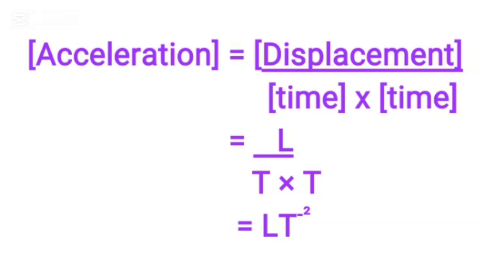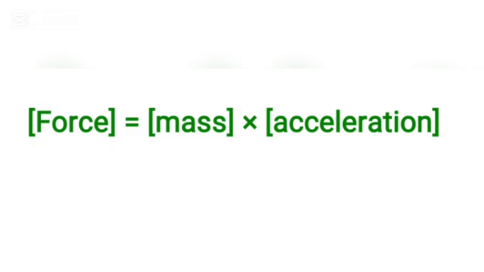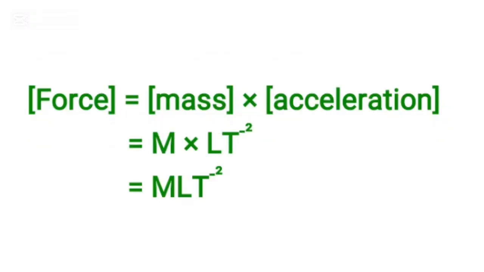Let's take force. Force is equal to mass times acceleration. Mass is capital letter M. Acceleration is L T raised to power minus 2. We just put them together and we'll have for force M L T raised to power minus 2.